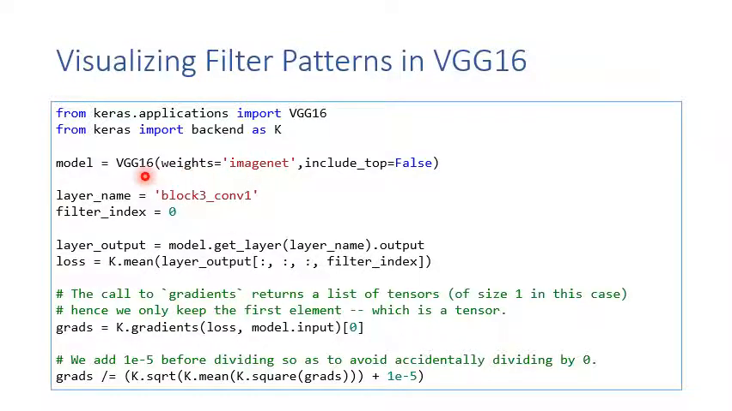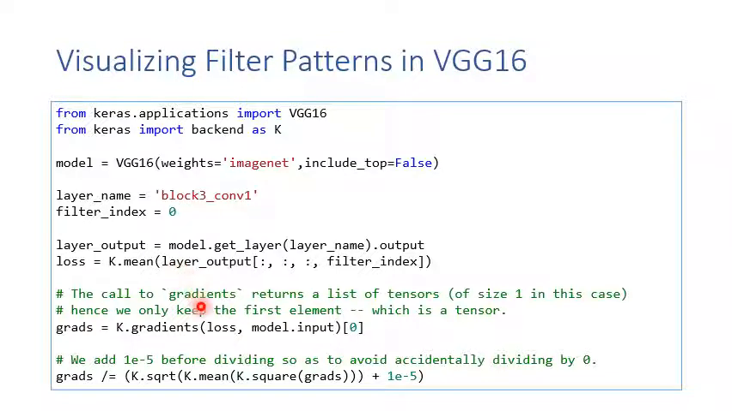So we first import the VGG16 model trained on ImageNet and set include_top to false. Then we select the block3_conv1 layer. We can use the get_layer function of the model to get the output of the layer. Then we use the mean of the output as the loss to calculate gradient ascent. We select the output of the first filter. The filter index is 0.